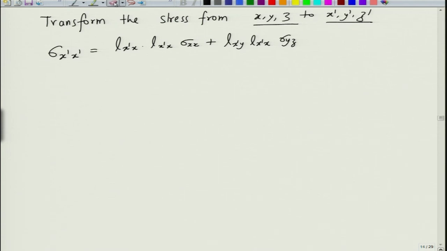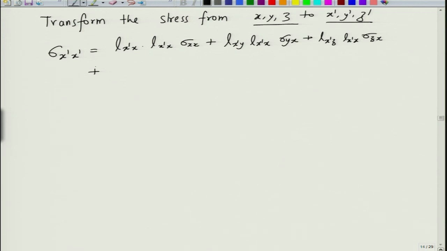Yx, not yz, hang on, yx, okay, because it was sigma mn. So in the first row we are varying m, and the second term becomes, third term becomes l x prime z, l x prime x, sigma zx. So we can see that we vary only one term, that is the m term. So m has changed from x to y to z. Similarly, stress also, this was sigma mn, so it has become sigma xx, sigma yx and sigma zx.